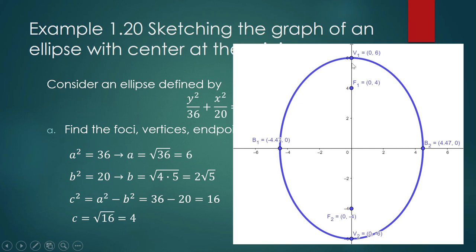So we now have our vertices, V1 and V2. We now have our endpoints for the minor axis, B1 and B2. So we can carefully trace an ellipse. That one would be the sketch of the graph for our ellipse, whose equation is y squared over 36 plus x squared over 20 is equal to 1.